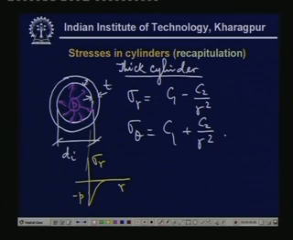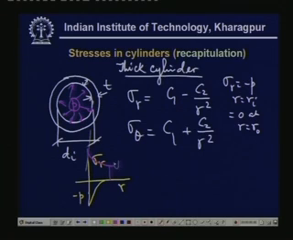Now, C1 and C2 are constants and they are to be obtained from the boundary conditions. If it is subjected to internal pressure, then sigma r is equal to minus p at r equal to Ri and equal to 0 at r equal to R0. These are the boundary conditions with which we can find the stress distributions, and once C1 and C2 are known, we can plug them into the expression for sigma theta to find the stress distribution in the circumferential direction, and that stress distribution is somewhat like this.